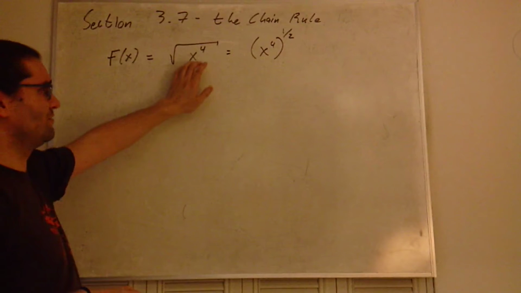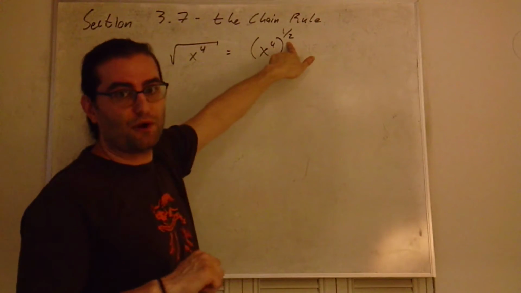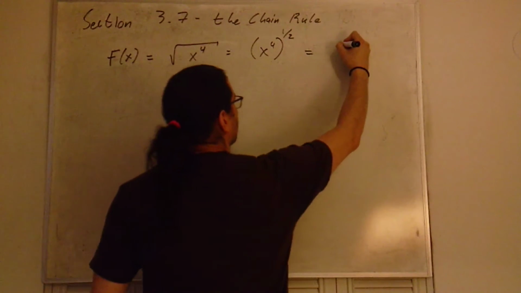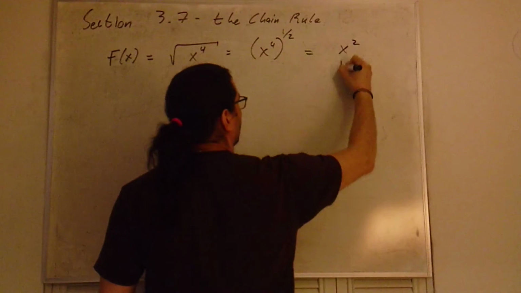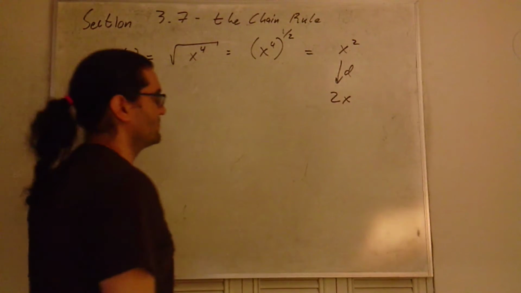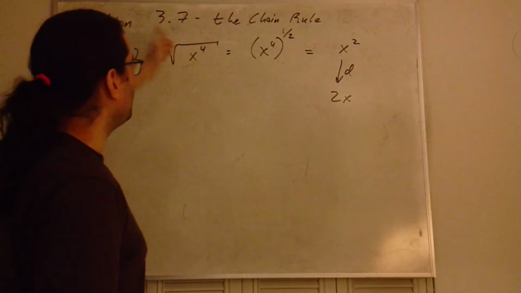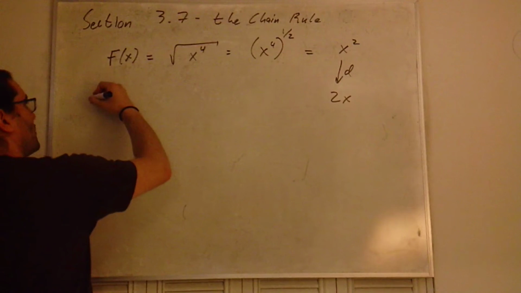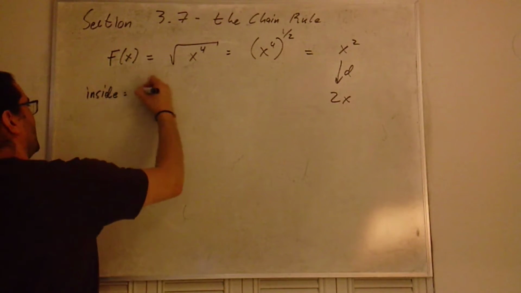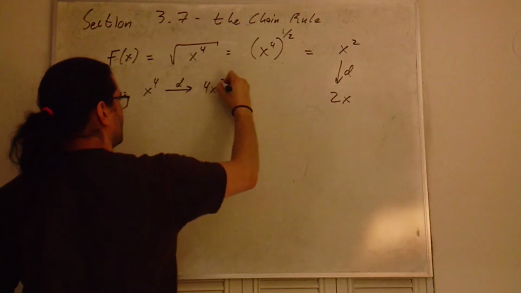If you can turn everything into exponents, you can use the power rule and then things get really simple. Don't try to take a derivative of square roots, that's a mess. Take a derivative of something to the 1/2 power. That's nice. So this simplifies ultimately into x squared, and the derivative of x squared should be 2x. Nice and straightforward. Let's see what the pieces look like if we do this one piece at a time. Inside function is x to the fourth, and the derivative of that is 4x cubed.